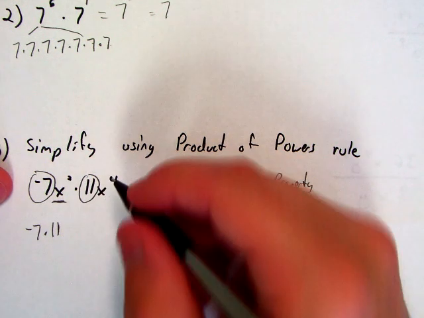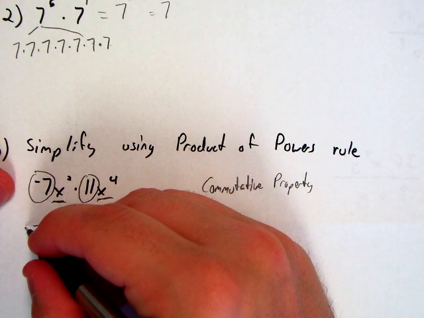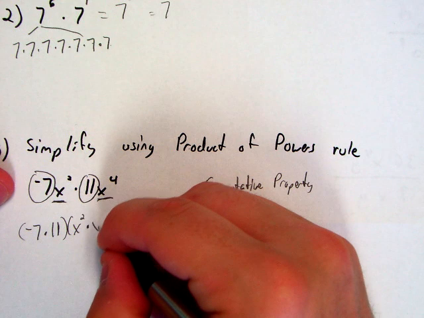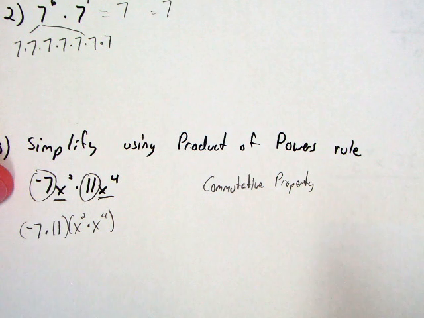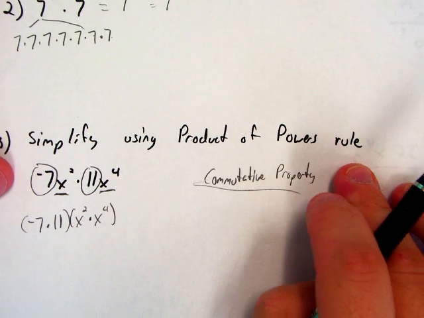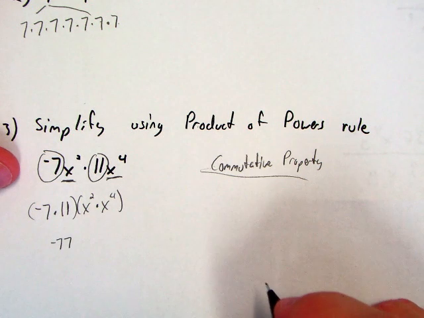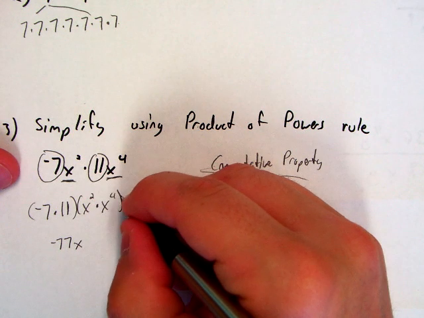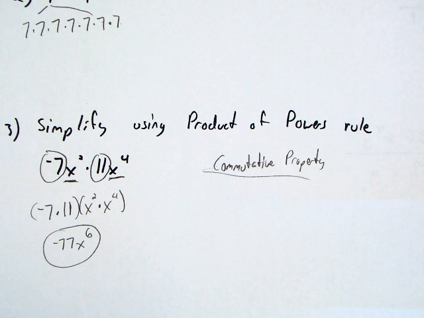And then I'm going to move the x to the 2nd and x to the 4th next to each other as well. Again, I was able to do that because of the commutative property. So negative 7 times 11 is negative 77. X to the 2nd times x to the 4th would be x to the 2 plus 4, which happens to be 6. So that would be the simplification for that expression.